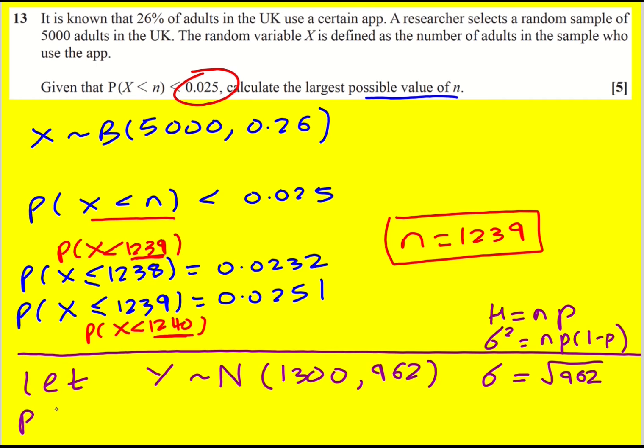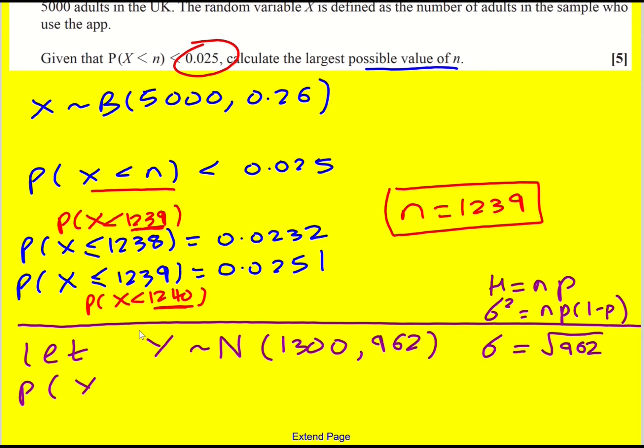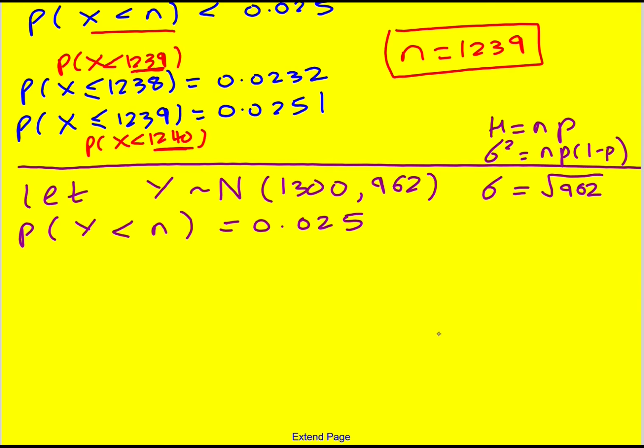So we want the probability. Now I'm going to do it this way, you'll get away with doing it this way. I will talk about something called a continuity correction at the end. But let's say the probability that y is below this value of n, let's call it n, is going to equal 0.025. Okay, and then whatever value of n we get, we just have to go slightly lower than that. And now we can do inverse normal. So what we're doing, let's just remind you, is that we've got some sort of binomial distribution.